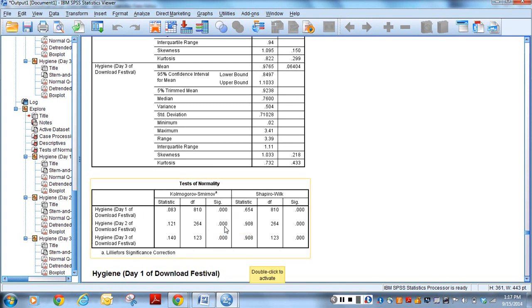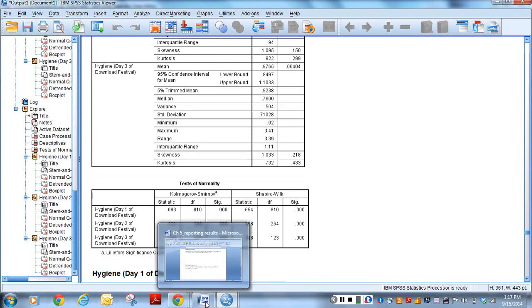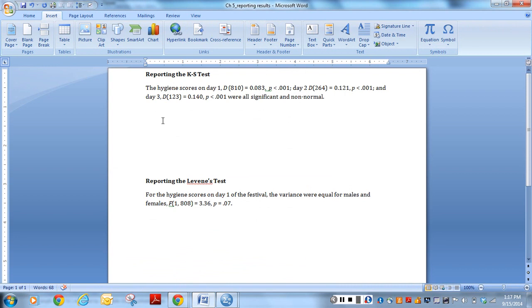And the same for day two. Again, it is significantly different from a normal distribution, and the same for day three. So when we report our KS findings, this is what we would use. This is a statement that we can use to report our KS test.